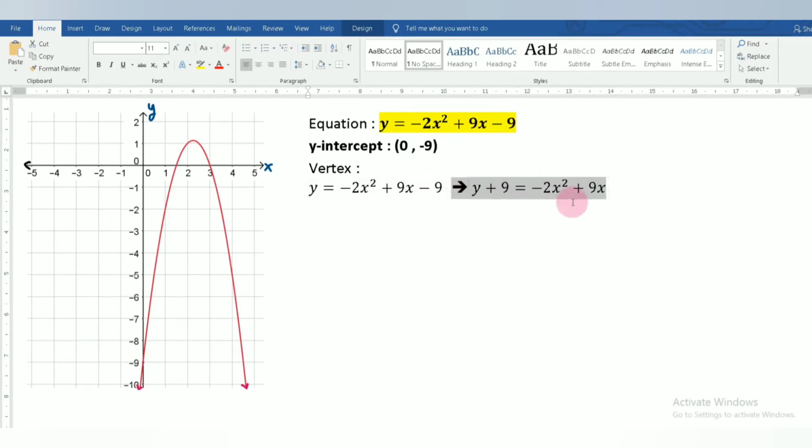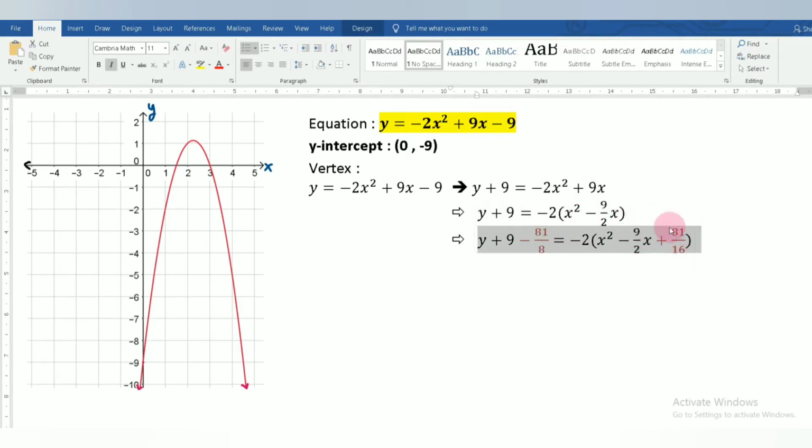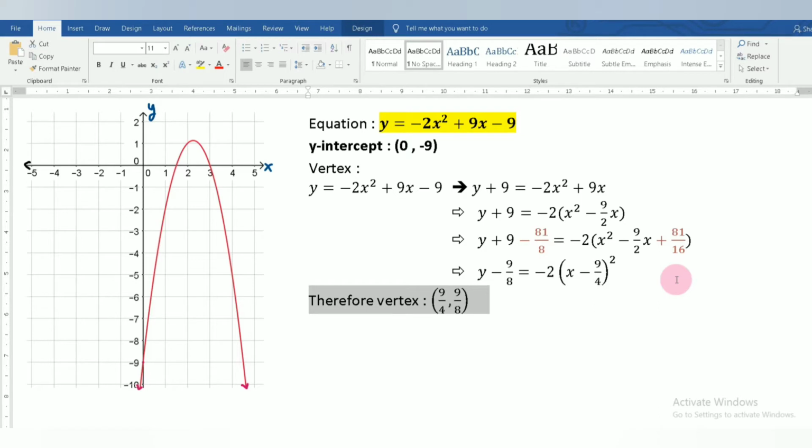Since the a is negative 2, let's factor the right member, and after that we complete the square. Since I'm adding something on the right side, I'm adding equally on the left member, but don't forget the left member will be this one multiplied by negative 2. Then I simplify both the left member and the right member, and I factor it. Based on this vertex form, the h is 9 over 2, the k is 9 over 8. So the vertex is this, or in decimals, the x is 2.25 and the y is 1.125, which makes sense based on the graph. Okay, that's for the vertex.